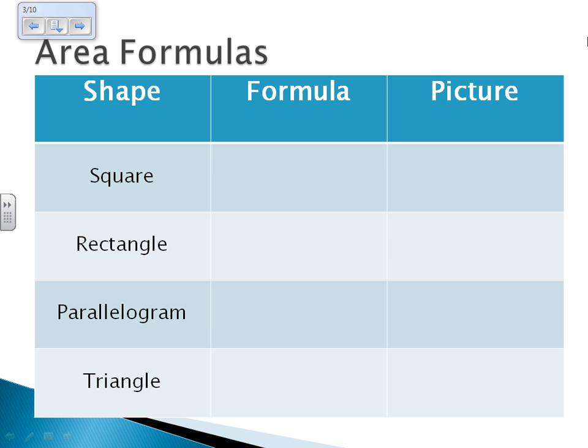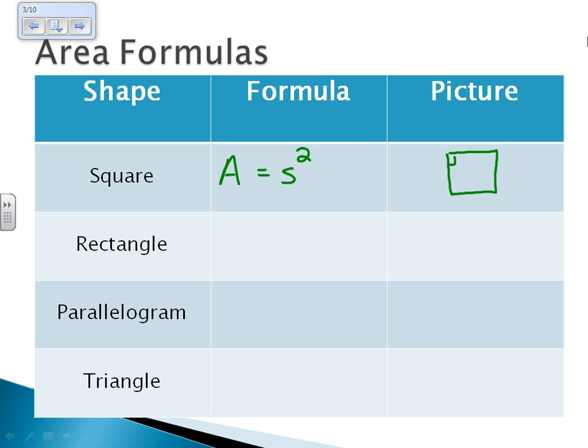The formula for the area of a square is length times width, but actually for a square, the length is equal to the width, right? Because all the sides are equal. So the formula for the square is s squared. Kind of nice, right? S squared. And the picture, very simple.